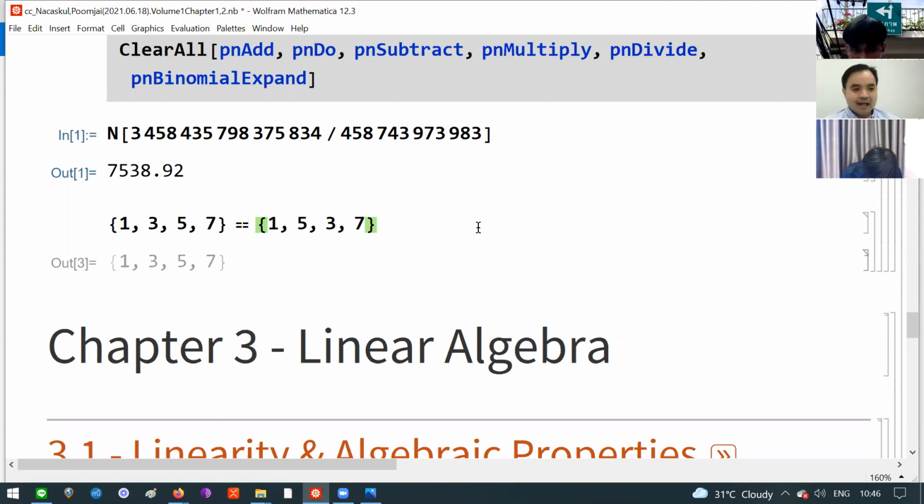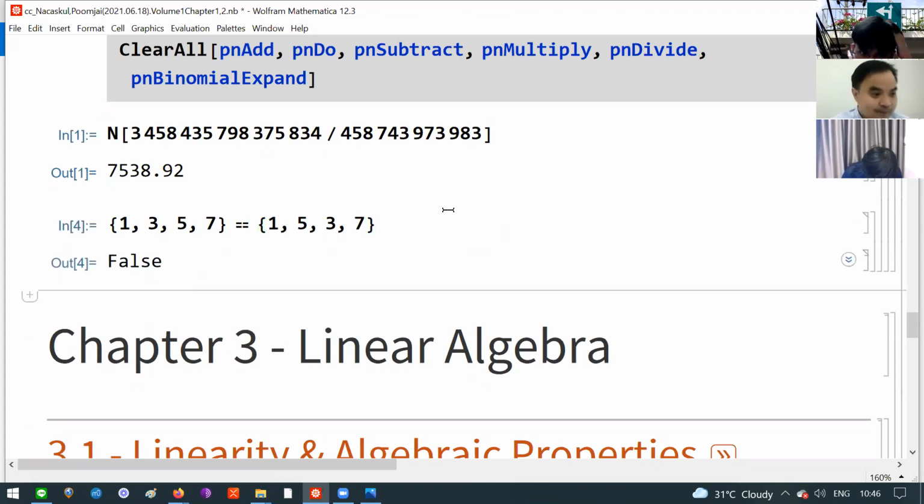But this is not just a set of numbers. It is actually an ordered list. So when you do this, it's false. It's not the same. Now you can check other things, such as whether it has the same number of elements and so forth. There's some set operation that you can do, but that's not the point right now.